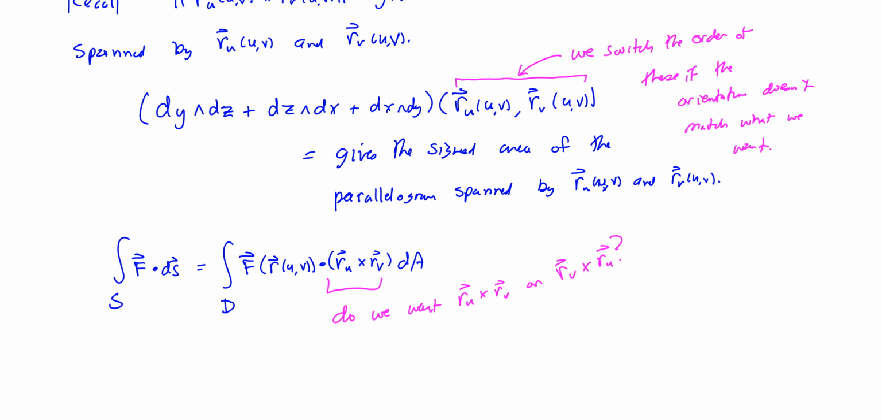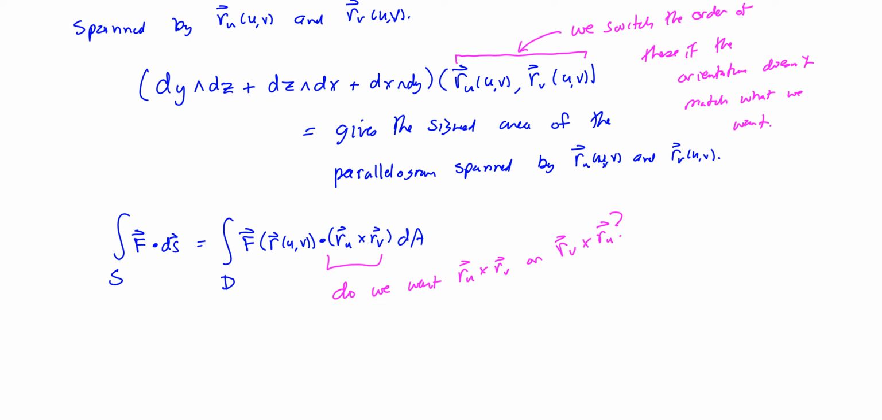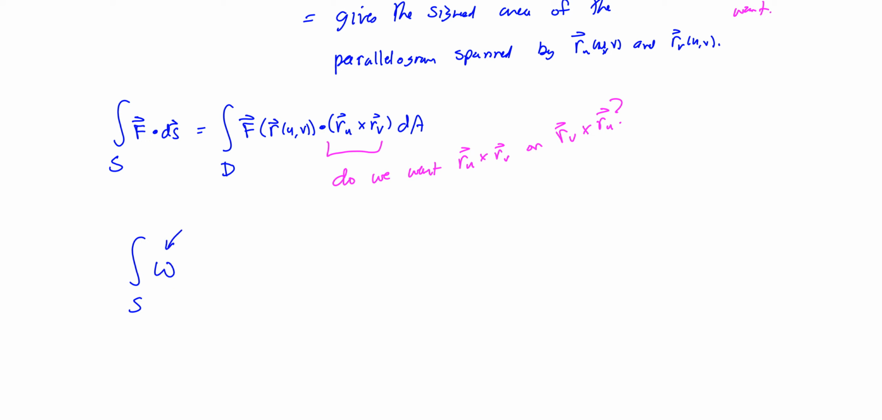So how are we going to define our integral then? Well, if I want to integrate a 2 form, say omega, so this is a 2 form field, what I'm going to do is integrate this over the region D. I'm going to take my 2 form field, and now I'm going to evaluate it at the point R of uv. So again, think of this as a point.